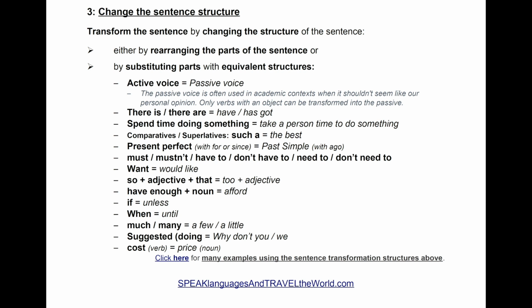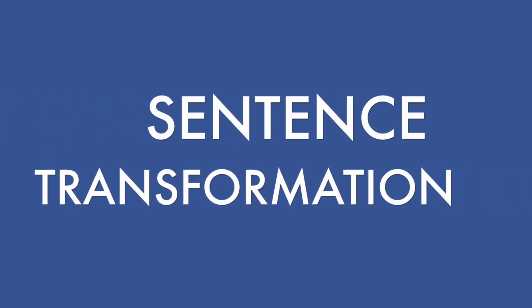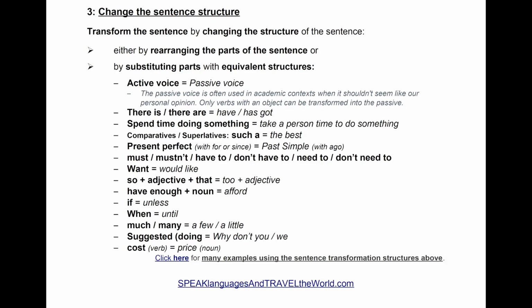In scientific and academic contexts, the active voice is often exchanged for the passive voice because, in particular, the passive voice is used when it shouldn't seem like our own personal opinion. But you can only change verbs with an object into the passive form. Let's look at some specific examples with these substituting parts to help you understand what I mean better.